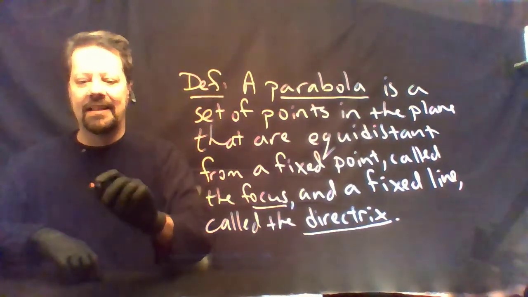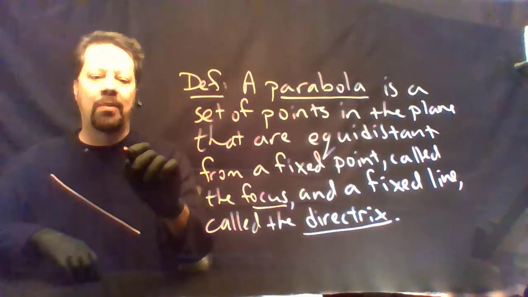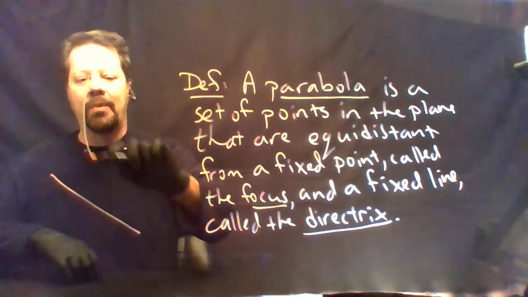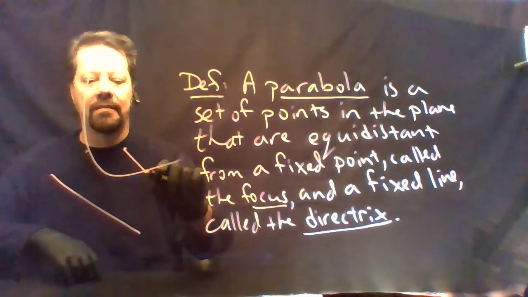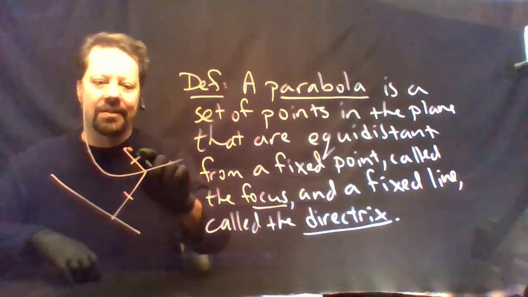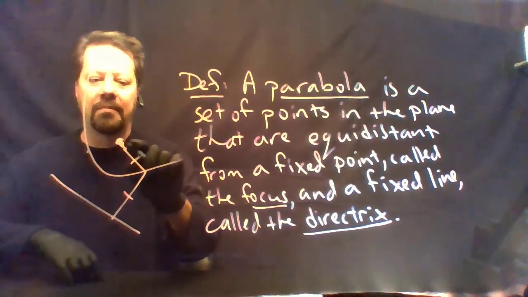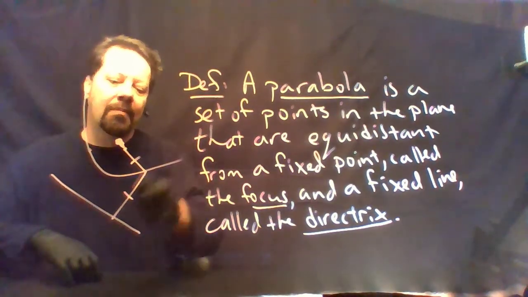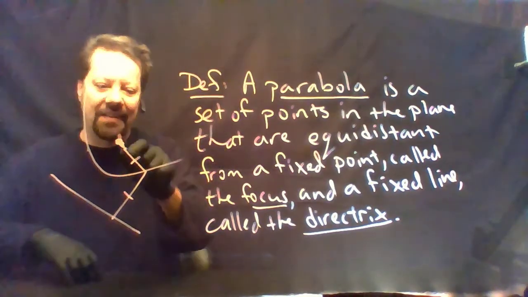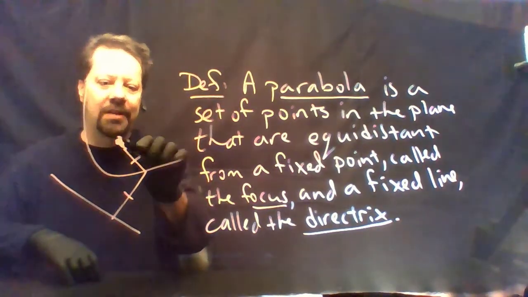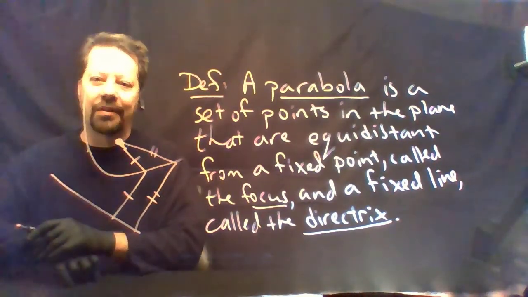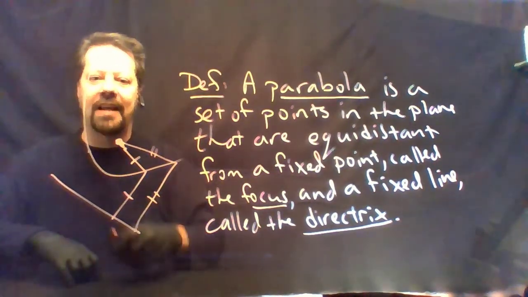The picture is like this. You have a line and a point. Here's your directrix, there's your point. The set of points that are equidistant: if these two distances are the same at each point as you move along the curve, then the curve is a parabola.